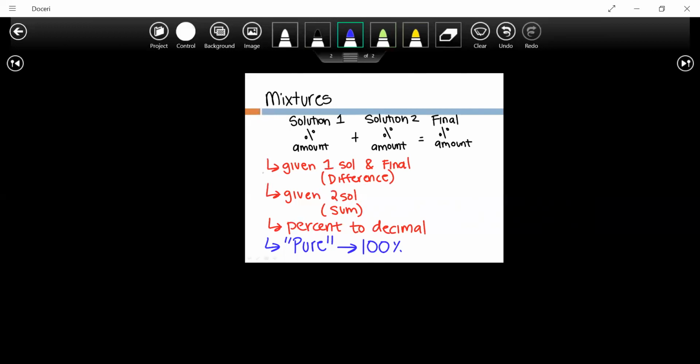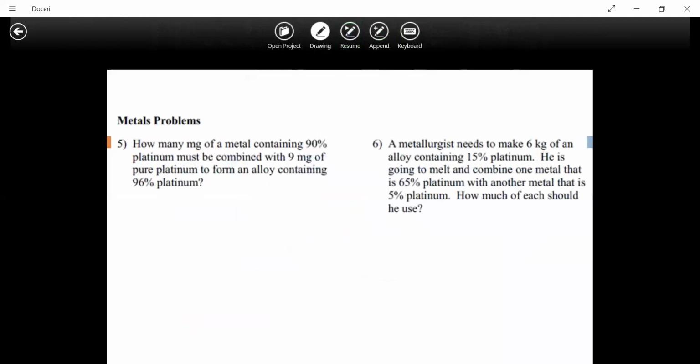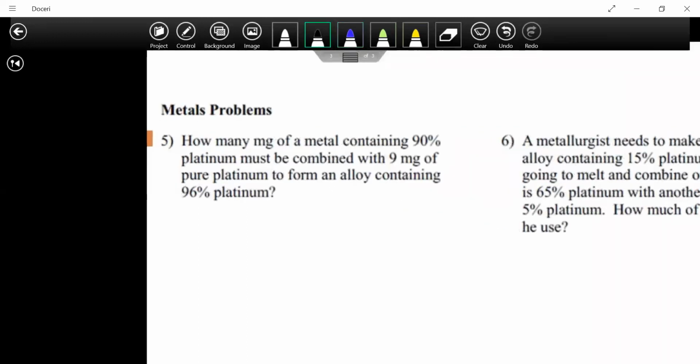So let's go ahead and look at our examples here. We're going to jump around. We're going to skip to 5 and 6 just because I think they're a little easier to grasp. How many milligrams of metal containing 90% platinum must be combined with 9 milligrams of pure platinum to form an alloy? My biggest thing is I'd write out the solutions: solution number 1, solution 2, you can abbreviate them S1, S2, and then we have F for final solution.